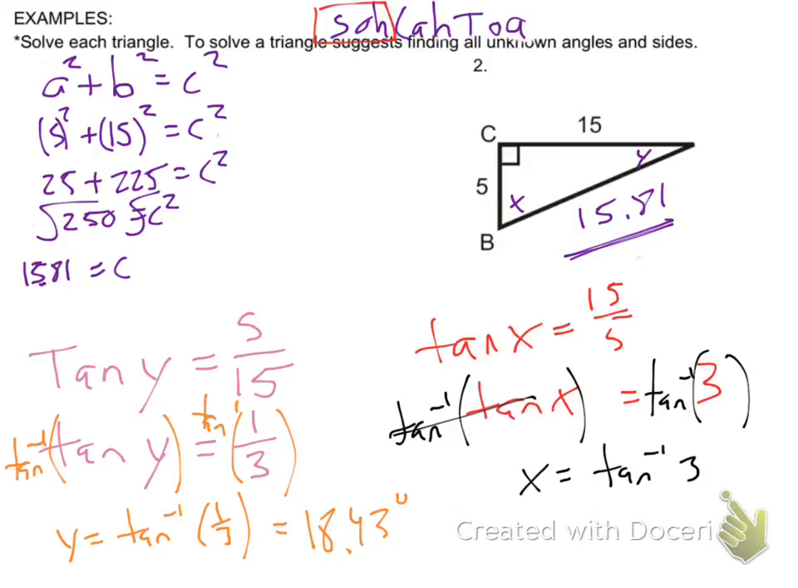Inverse tangent of 3, or what was that again? 71.56 degrees. And does it look like 18.43 and 71.56 will add up to 90? It's going to be super close, right? Remember, they're both approximations. We just used trig to solve for both x and y.